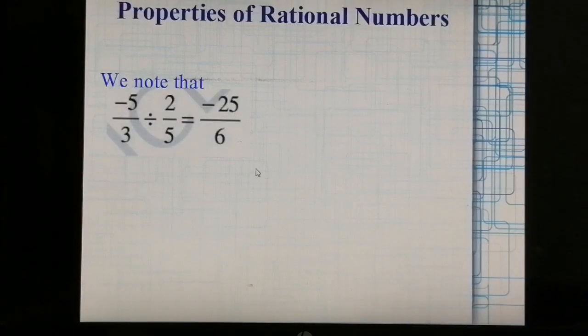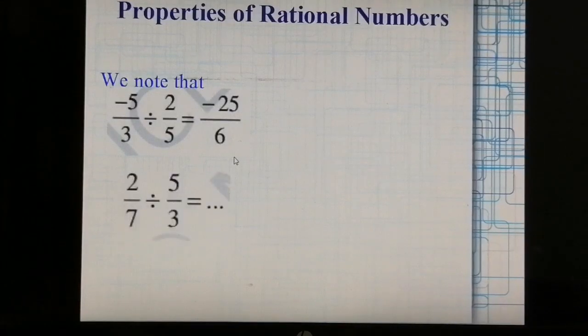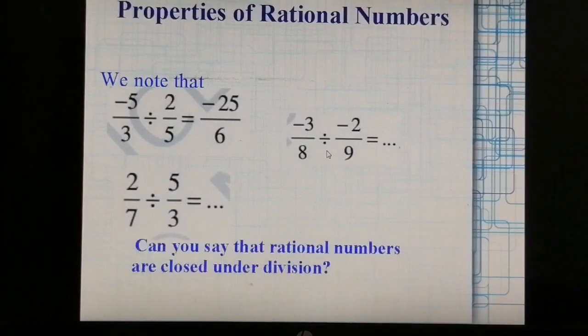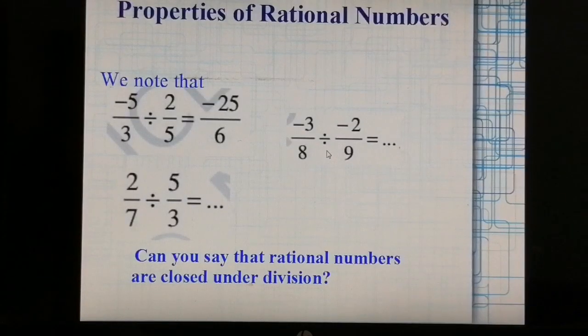We note that, and here we are going to see division. So we again take two rational numbers and put the division sign between them. So we note that it is also a rational number. Yes. And here what do we get, is it a rational number or not? And here, can we say that rational numbers are closed under division?